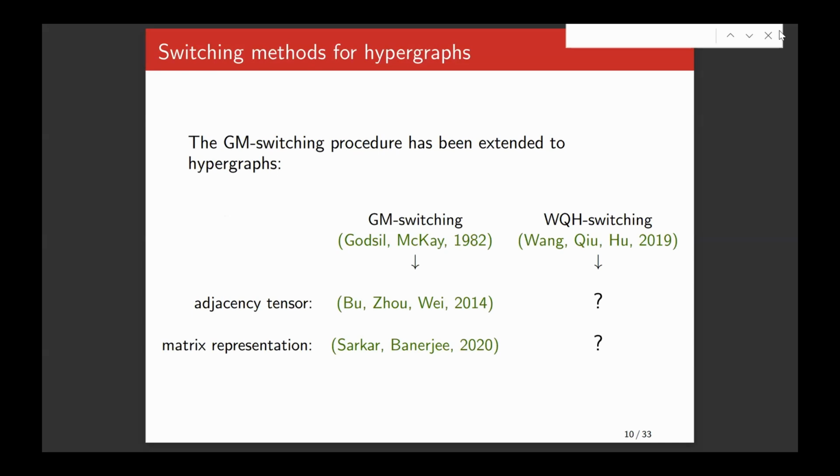So this Godsil-McKay procedure, which I'm going to call GM switching for short, has been extended to hypergraphs, which is actually nice. It's quite a nice finding that we saw in the literature. It has been extended both for adjacency tensors and matrix representations by different sets of authors. As you see, the papers are quite new. But this more recent switching, which is different and produces different cospectral graphs than Godsil-McKay, was totally open for hypergraphs. So to our surprise, and good for us, I guess, we could actually work on these question marks in this project.